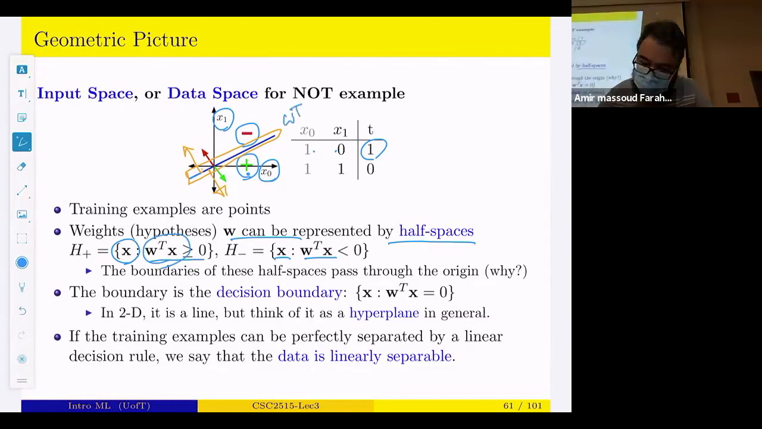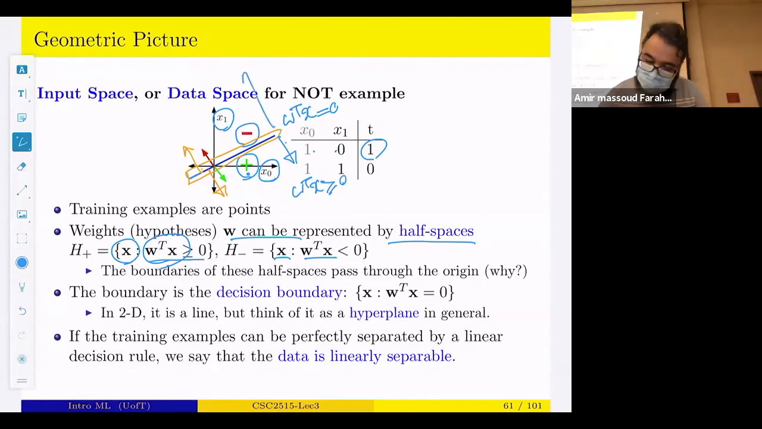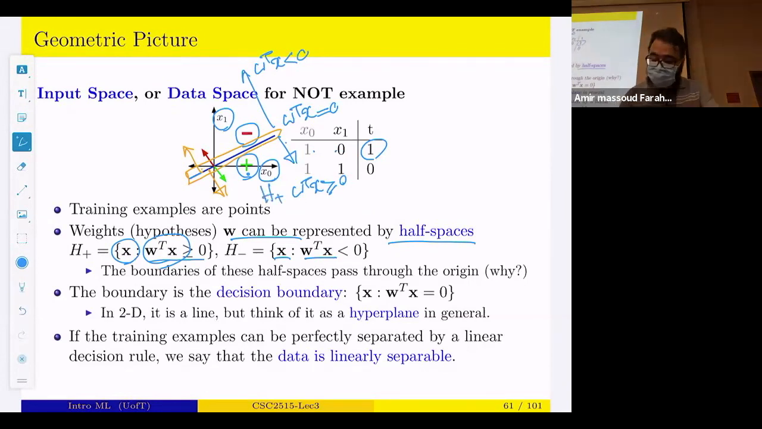So we have W transpose X. This is a line, W transpose X is equal to 0. One side of it would be values where W transpose X is positive, and the other side of it would be where W transpose X is negative. So here, this would be our H plus region or half space, and here would be the H minus half space.